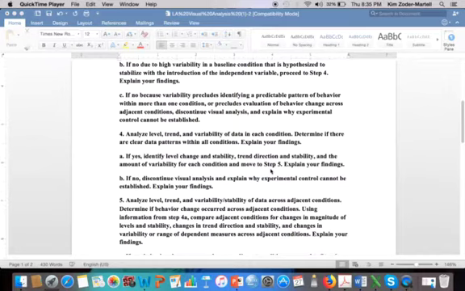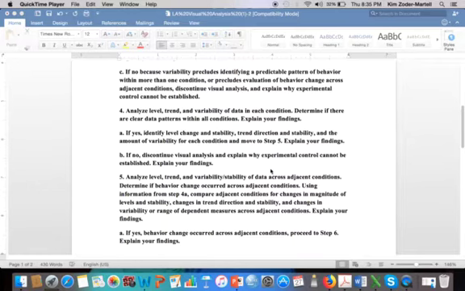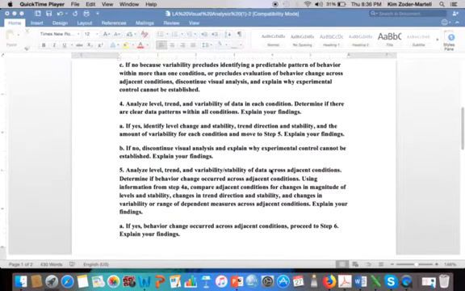If you cannot do this, right, if there aren't clear data patterns and your data are just all over the place, then you're going to discontinue the visual analysis and explain why you cannot demonstrate experimental control. So if you were able to move on, and I'm going to tell you that you should be able to move on with at least some of the participants, you should be able to get to the end. You're going to look at and analyze the level, trend, variability, and stability of adjacent conditions.